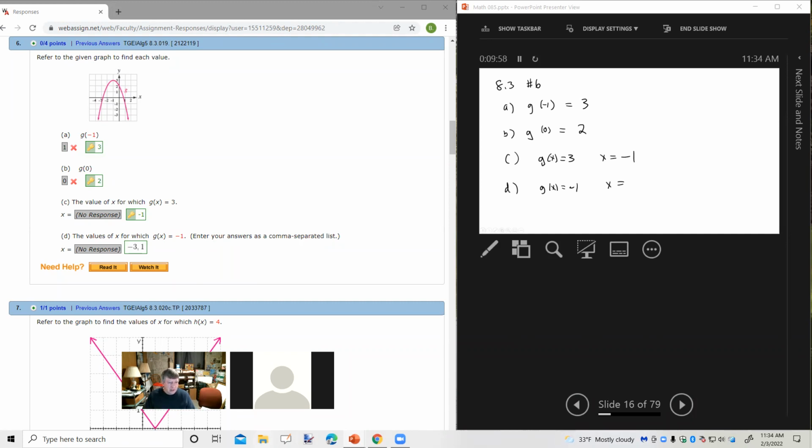And part D, the value of x when g of x or y equals -1 would be... Oh, the values of x. There are 2 of them, aren't there? x is -3 and x is 1. So there are 2 input values, -3 and 1, that both give the y value, or the g of x value, of -1. Any questions about that? All righty. Do any of you have any questions from WebAssign before we go on?